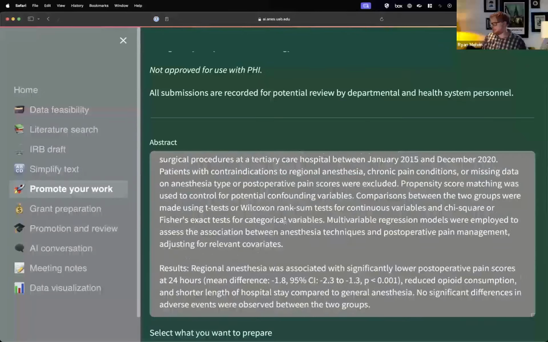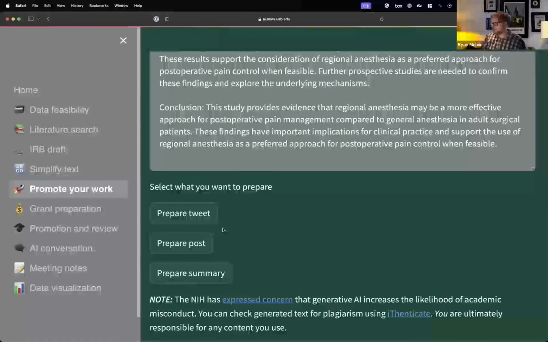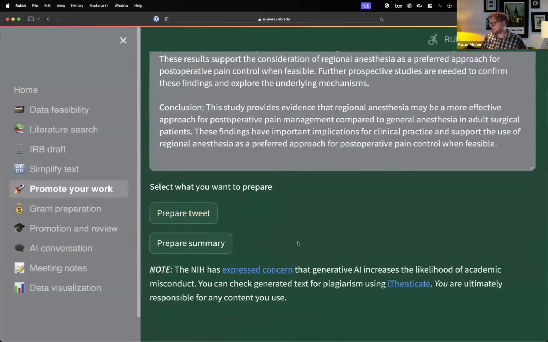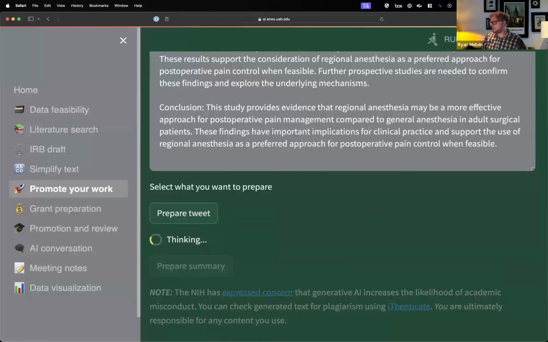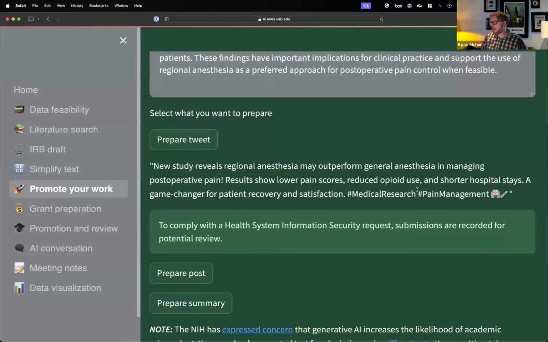Related to that one, we have one that can take an abstract and turn it into a tweet. I refuse to call them X posts, a LinkedIn post, or just a summary that you might want to give to a communications team or as part of a press release. And we've actually seen that our communications team, and now I think actually some folks from the broader UAB communications team are using this tool.